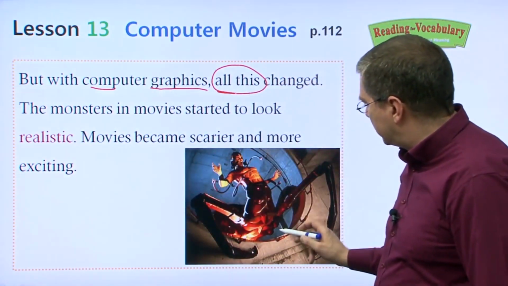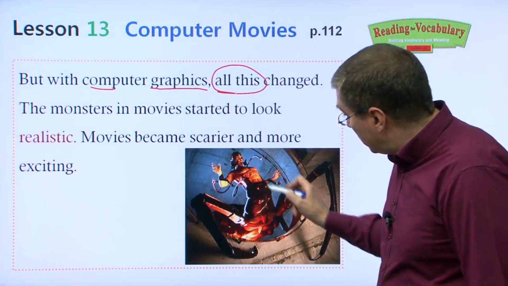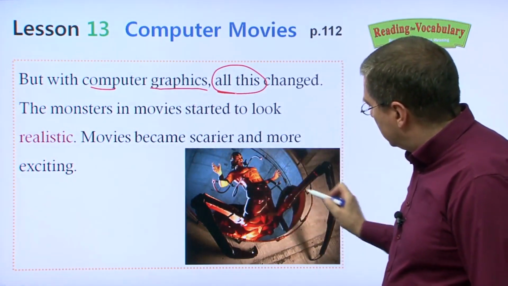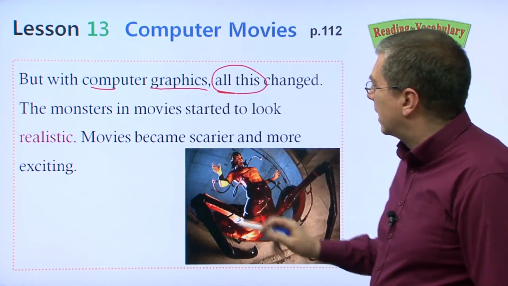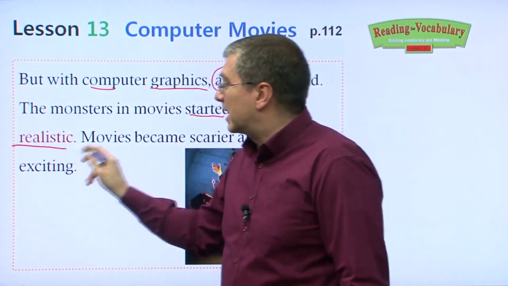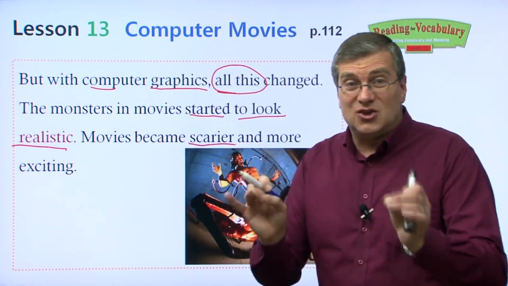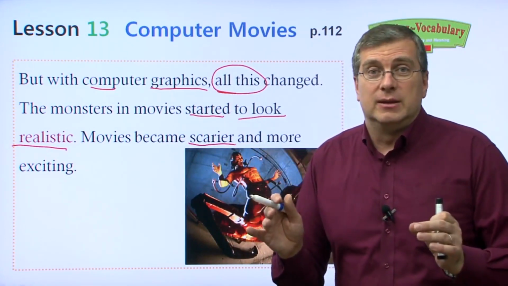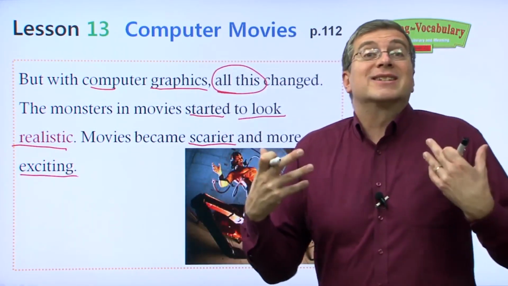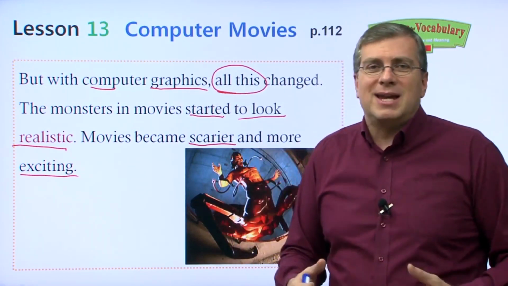Look at this crazy monster. That looks like a spider with a human person growing out of it. Ugh, but it looks pretty real, doesn't it? That's because computer graphics can make this horrible looking creature look real, right? The monsters in movies began to look realistic. Movies became scarier. If you think it's real, you're more frightened. The movie is scarier and more exciting. If you're scared, you're excited, right? So movies were more interesting, more exciting, and scarier. And people like that. It's entertaining.